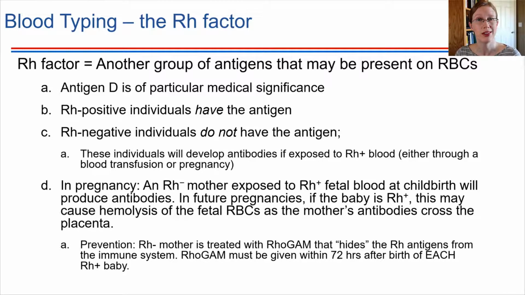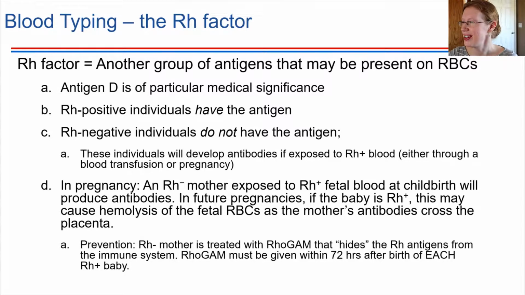It has to be given within 72 hours of childbirth. So it has to be given within a certain time frame of exposure to the positive blood type of the first baby. It's called RhoGAM. This is something that doctors and nurses are very cognizant of. This is something that is standard to be tested for, but it's good for you to know about it as well.